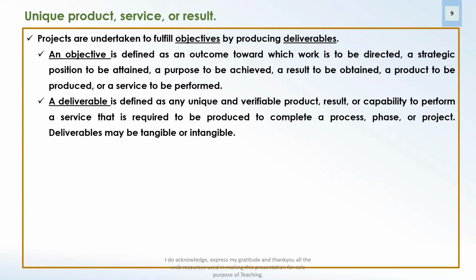Or a capability to perform a service that is required to be produced to complete a process, phase, or project. There are some things, a unique product, that we see. So that is the final output that is visible to us on the surface. But before that, there will be many processes in between which are linked to each other. We'll see that in the subsequent sessions, correct? So there will be a chain reaction.